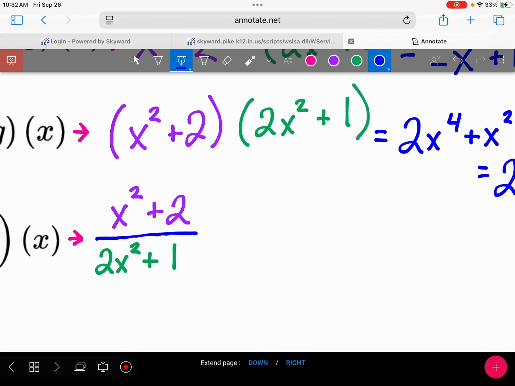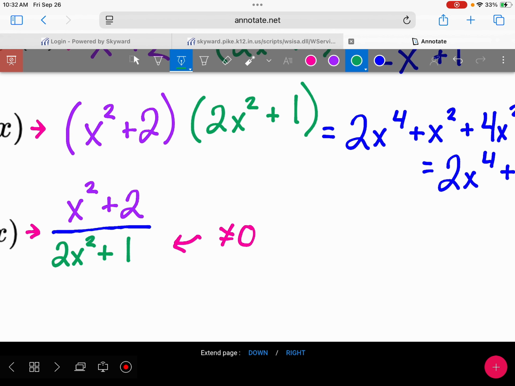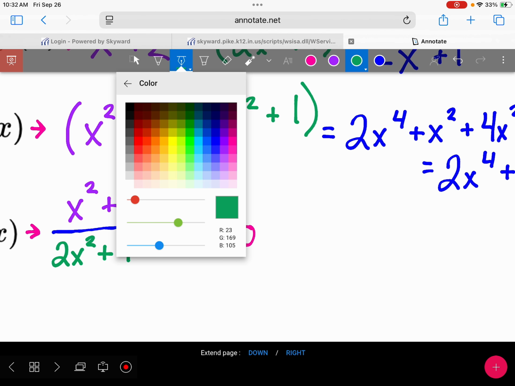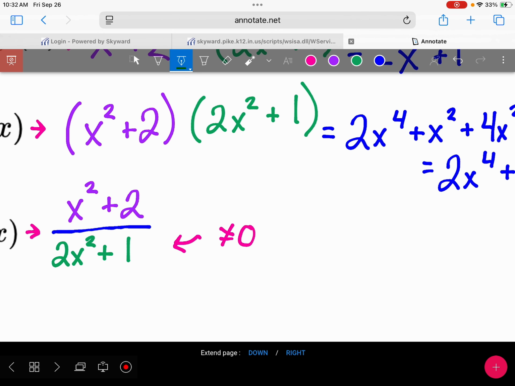The one thing we need to do is we need to look at our domain and make sure we cover our bases, because the one thing that cannot happen is my denominator cannot equal 0. So we need to double check and see if this is going to cause us any problems in our domain. So where would 2x squared plus 1 equal 0?